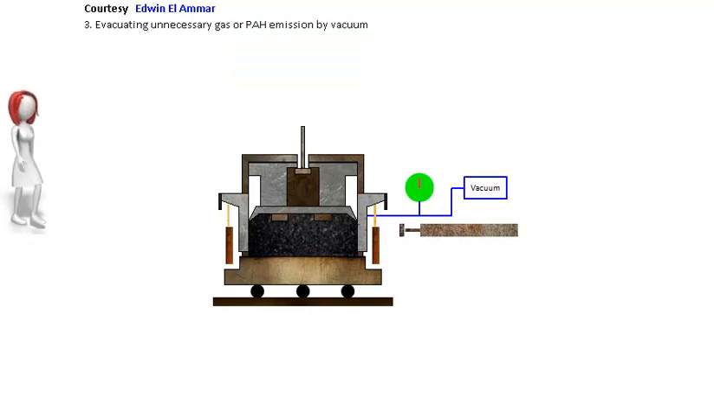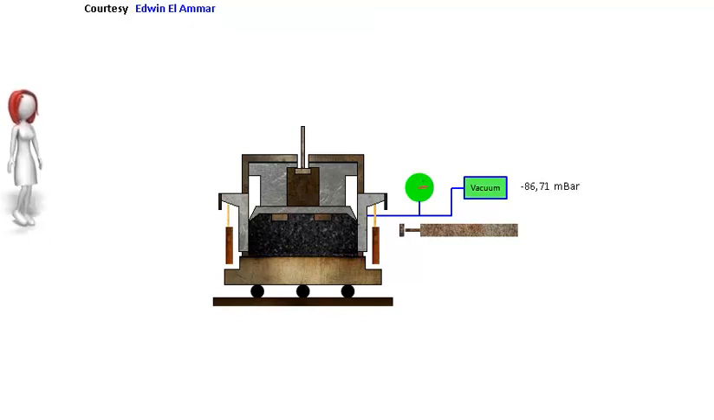3. Evacuating unnecessary gas or PA emission by vacuum. Usually for better result, make it below 120 mbar. It's time for vibrating now.